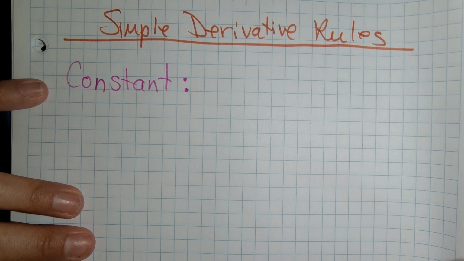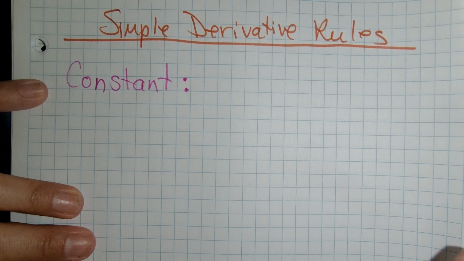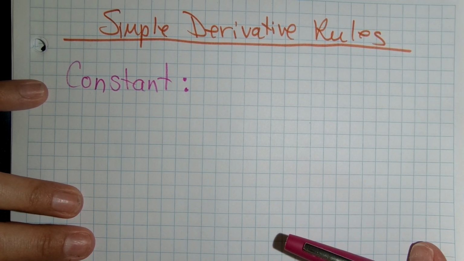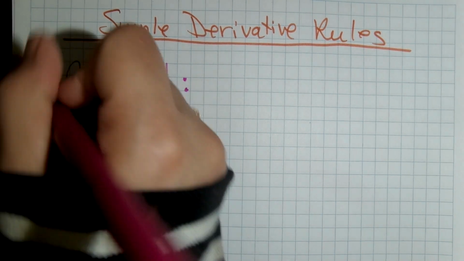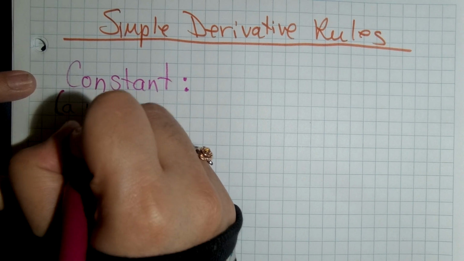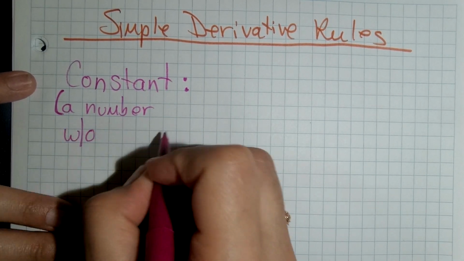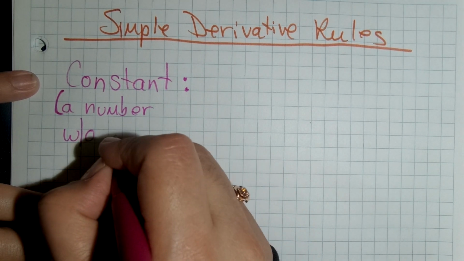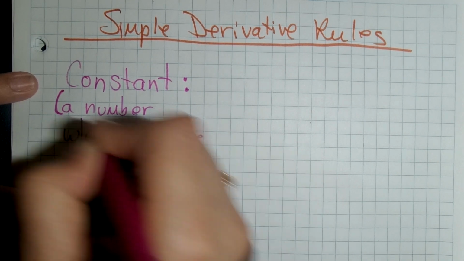What is a constant? Any ideas? Yes, but in math. Thank you, Leilani. A constant in math is a number without. Anybody remember what it's without? A variable. That is a constant.